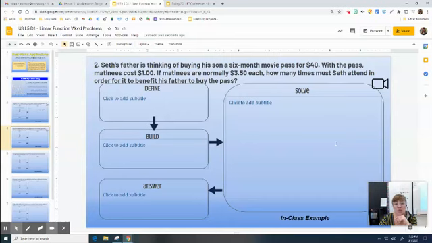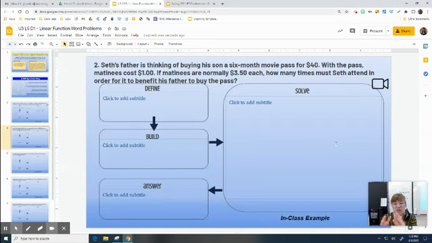Hi, so let's continue with modeling word problems into linear functions in slope-intercept form. This one is a little bit more in depth than the previous video, so I want you to watch this. This is a comparison of two different situations. Sometimes we'll have a comparison of, let's say, a gym membership, which gym should I pay a membership for, or movie passes like this one is, or cell phone plans.